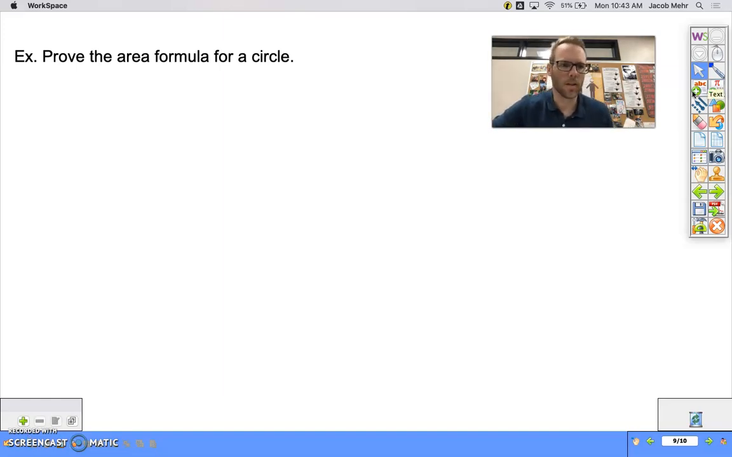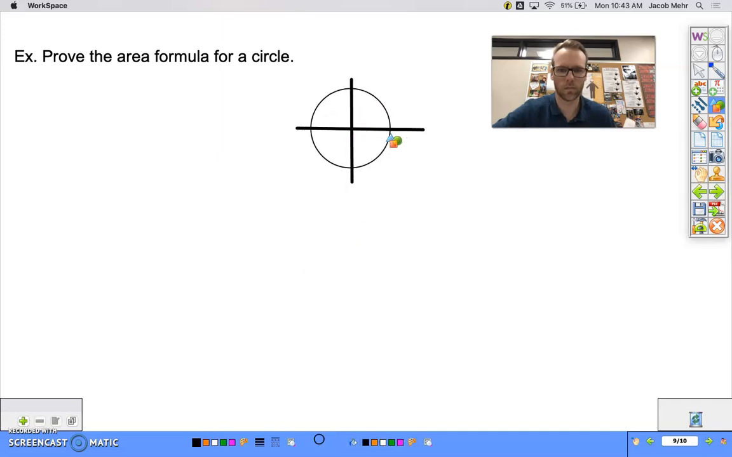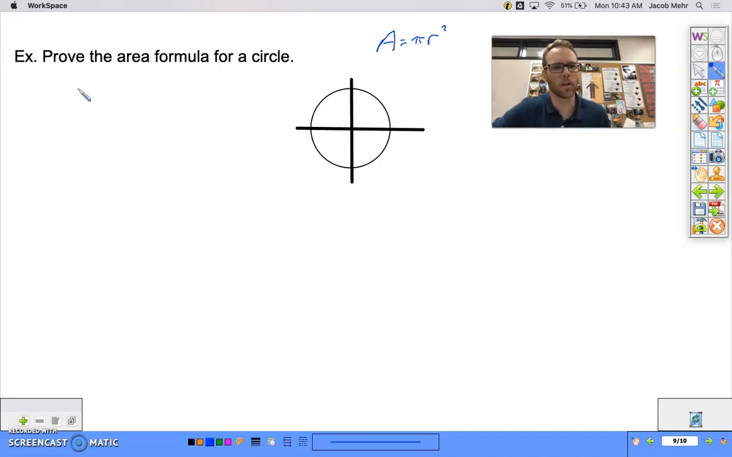So let's do this. Let's put a circle on our coordinate plane. Now, it said prove the area formula for a circle, which we know to be pi r squared. So the circle that we're putting on the coordinate plane needs to have a radius of r. It just has to work for any radius that we want. So this is going to be r, this is going to be negative r, this will be r up there, this will be negative r up there.